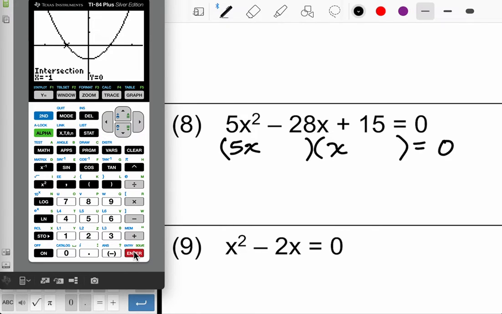Then we got to think about how we're going to get to a 15. Different possibilities here: 1 and 15, 3 and 5. But I need to get to a 28 through addition. So if I put, for example, the 1 and 15 here, that's not going to be helpful, because 15 times 5 is going to be way too big. I think that's 75, anyway. That's way too far away. If I go the other way around, I get closer.